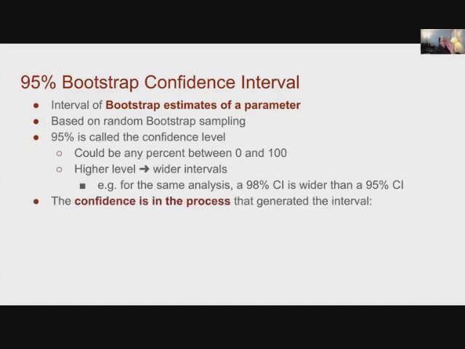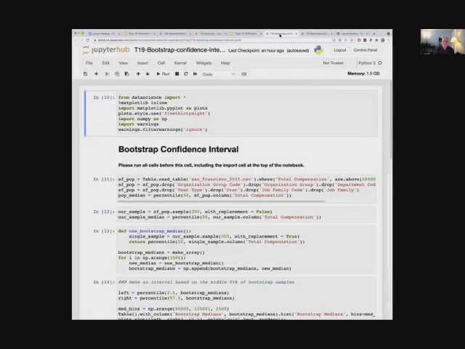And so what we're specifically saying is that 95% is our confidence in the process that generated the interval. So specifically, what we mean is that what comes at the end, this interval, is going to be a good interval about 95% of the time. And I'll be more precise about what good means in a second.